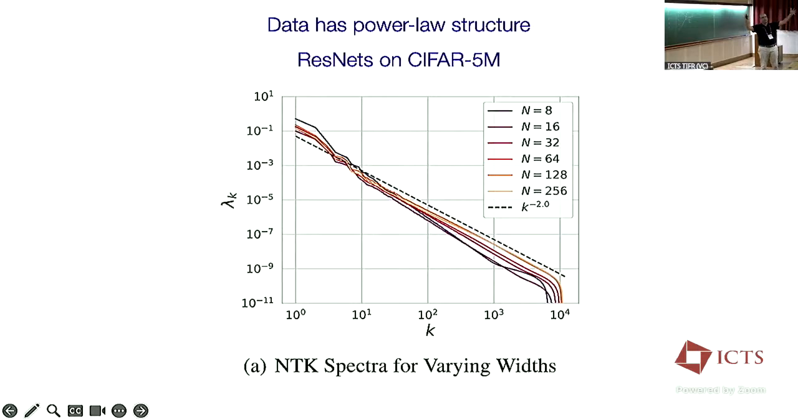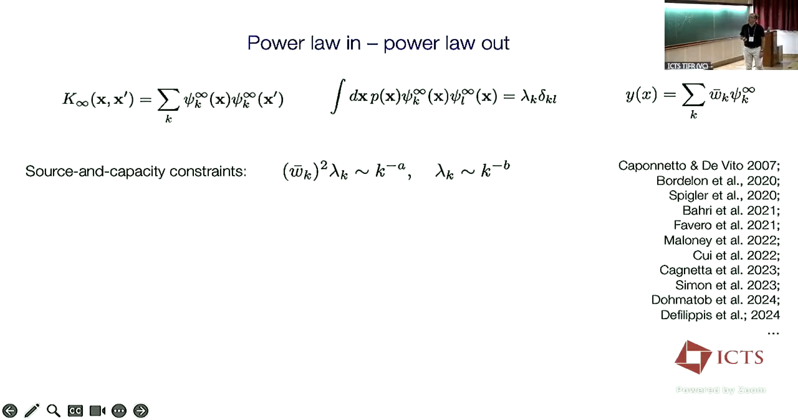We take C55M, calculate empirically the initial NTK, and then calculate the kernel matrix and look at the eigenvalues for different widths, for example. And what you end up seeing is a power law dependence on the rank of the spectrum. Based on this, we're going to make an assumption, called source and capacity constraints. This appeared in Andreas' talk as well, and in many previous papers.